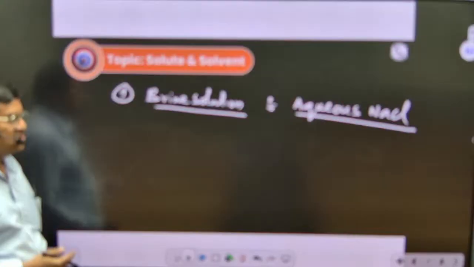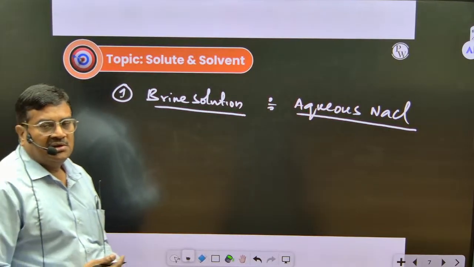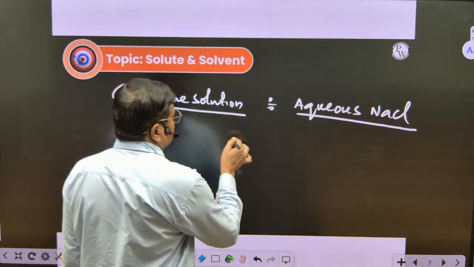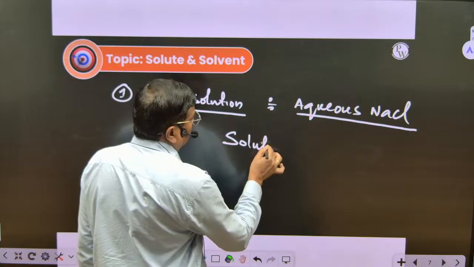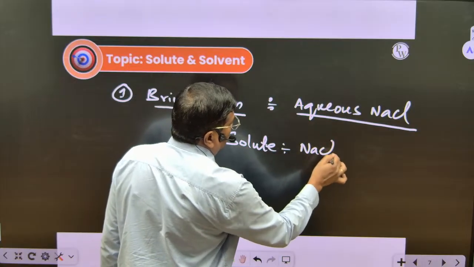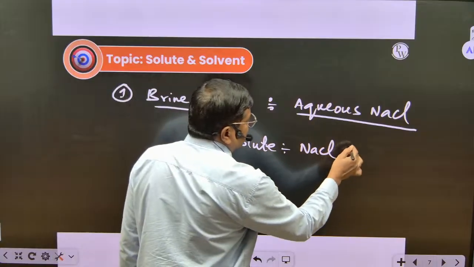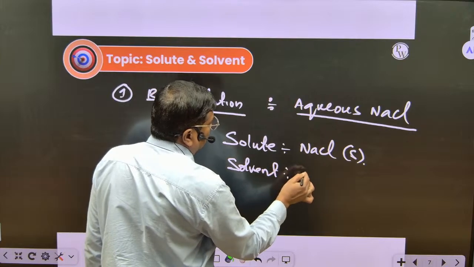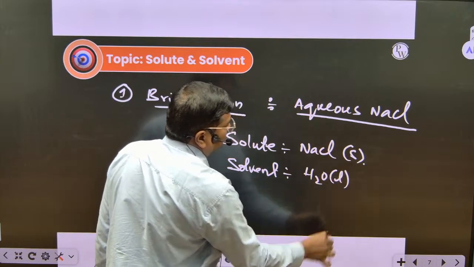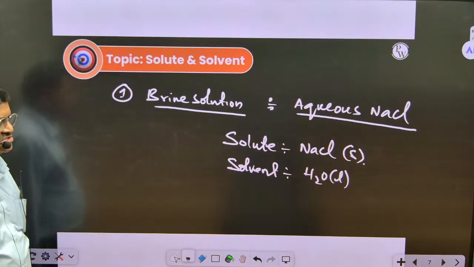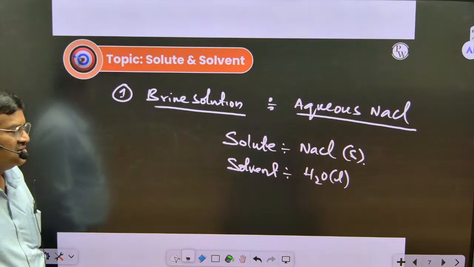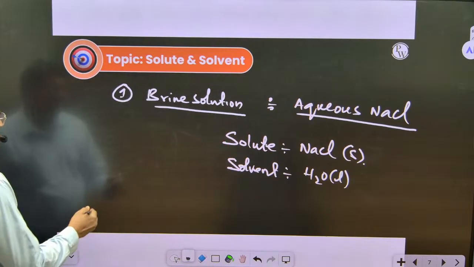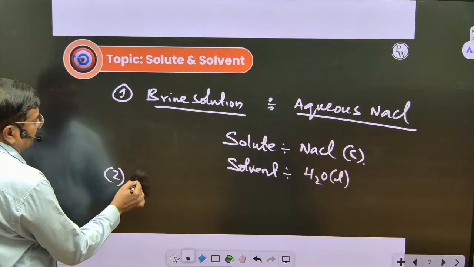Now in this, who is solute, who is solvent? Can you guess in this aqueous NaCl, which is the solute and which is the solvent? See, the solute is sodium chloride, so its physical state is solid, whereas the solvent is water. So make a note, in this the solute is sodium chloride, the solvent is water. Understood, right?